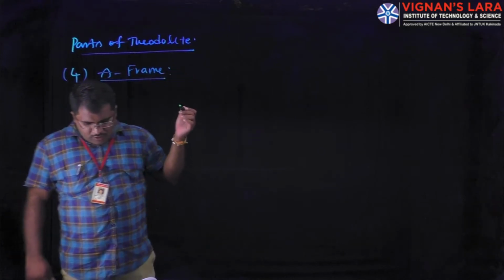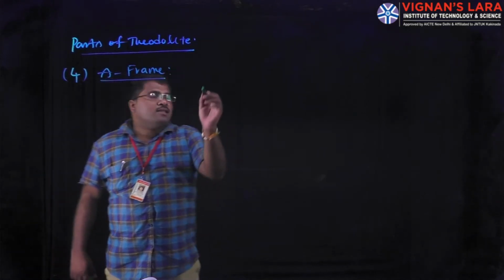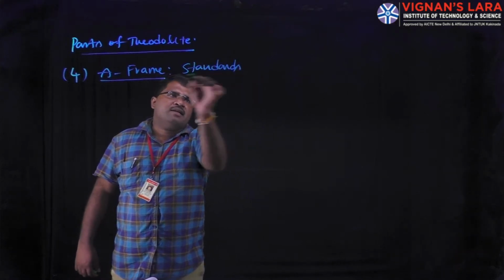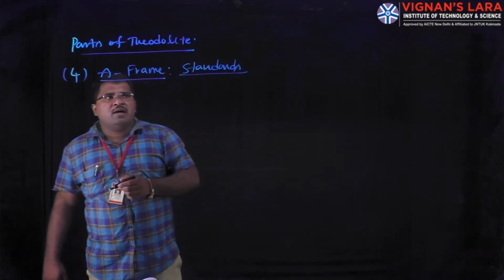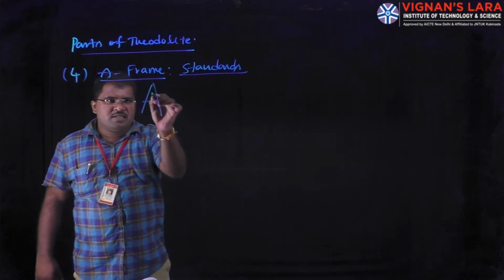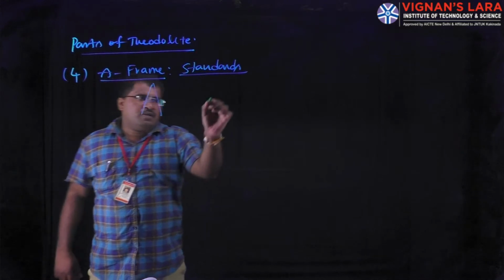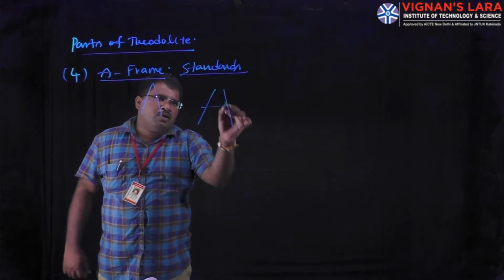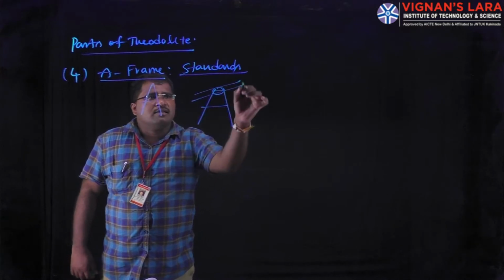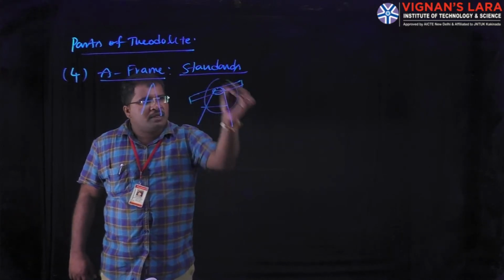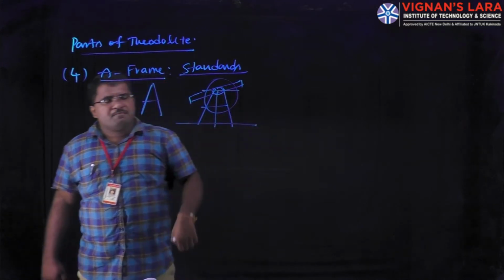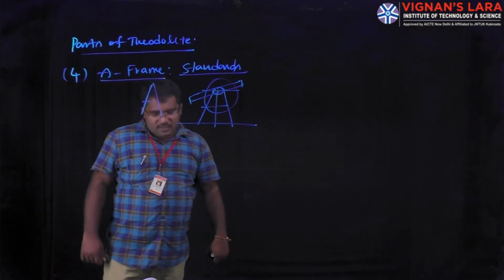We also call it the standards. The A frame or standards has an A shape. Whenever you see the A shape here, the telescope, vertical circle, and T frame are all attached to this A frame.